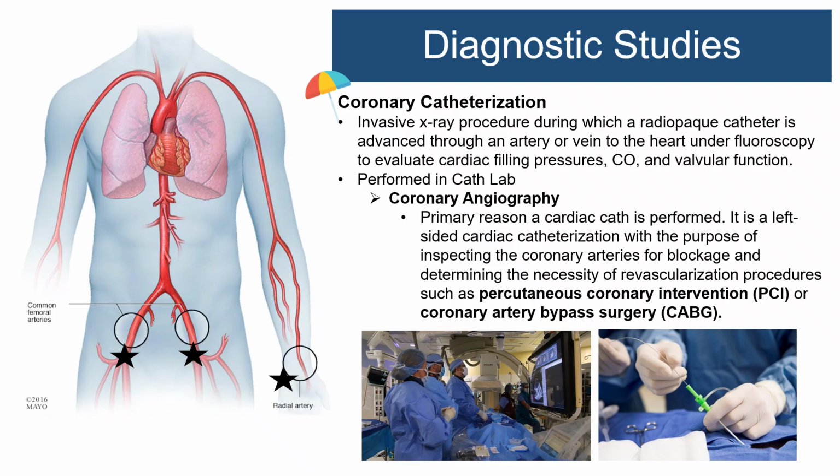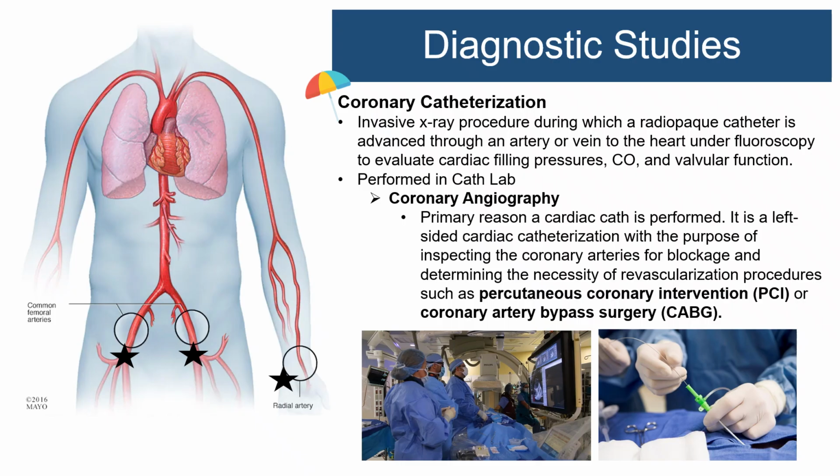So then we have coronary angiography. This falls under the heart cath. This is the main reason why a cardiac cath is performed in the first place. It's a left-sided cardiac cath, and the purpose of it is to check out the coronary arteries for blockage and determine whether some type of intervention needs to be done, such as a percutaneous coronary intervention or PCI. This is when they're going to do something because there's an occlusion. Maybe it's a partial occlusion, but they go in and determine that yes, something needs to be done. They just can't take a look and then come back out.